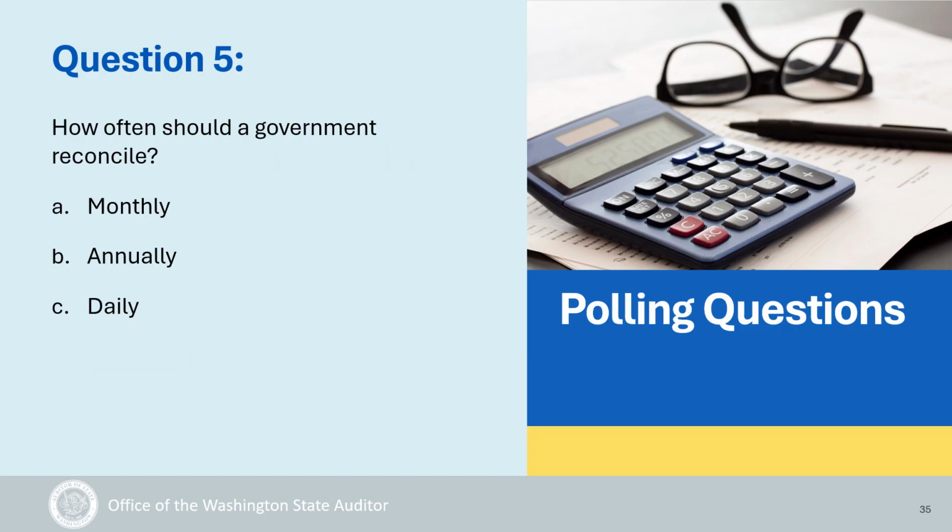Question 5. How often should a government reconcile? A, monthly, B, annually, C, daily. The answer here is daily for most governments. There are some governments that can reconcile less frequently. However, reconciliation frequency should be based on the amount of activity occurring at each government.